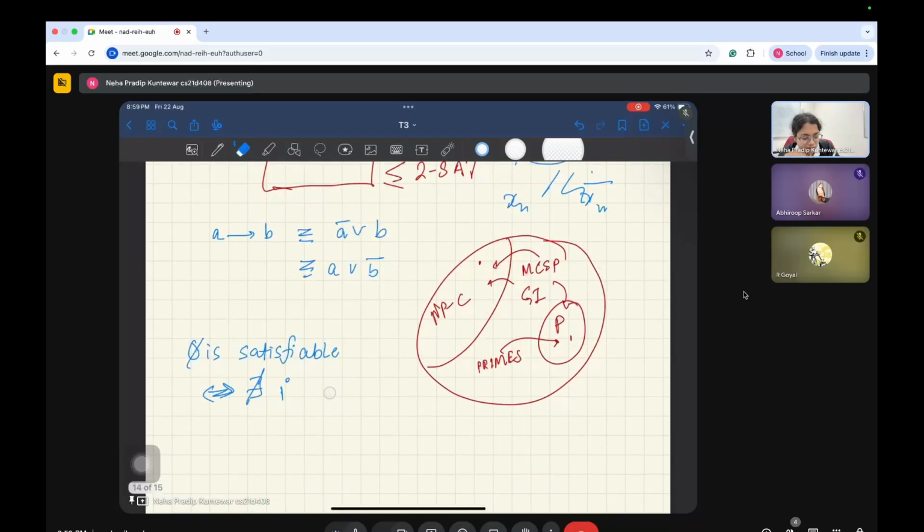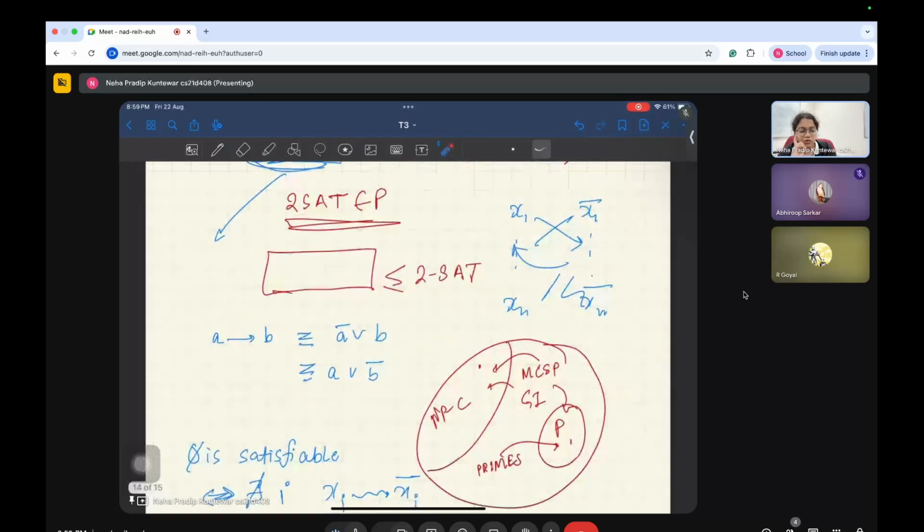There does not exist an i such that there is a path from xi to xi bar, because that would mean that at one point you are saying that xi should be true, on the other hand you are saying that xi should be false. So yes, it's a contradiction. So this is nothing but a reachability test in a directed graph. That's the only thing to observe.